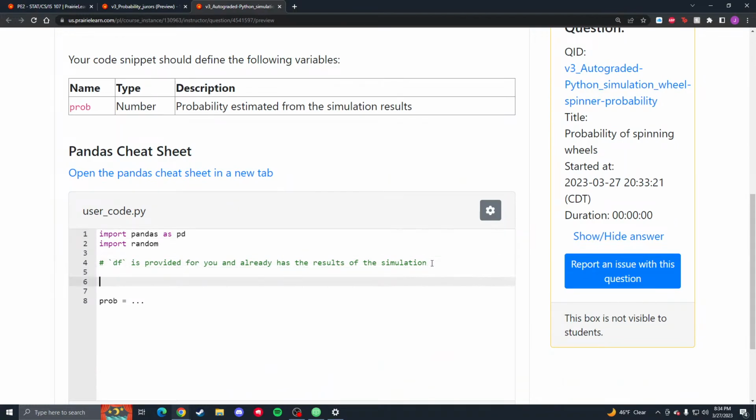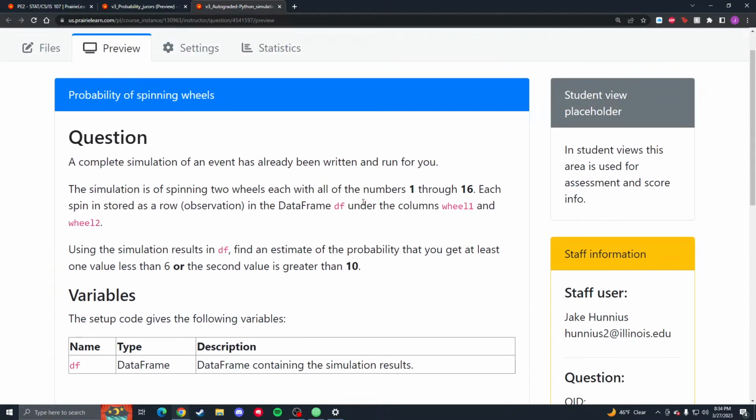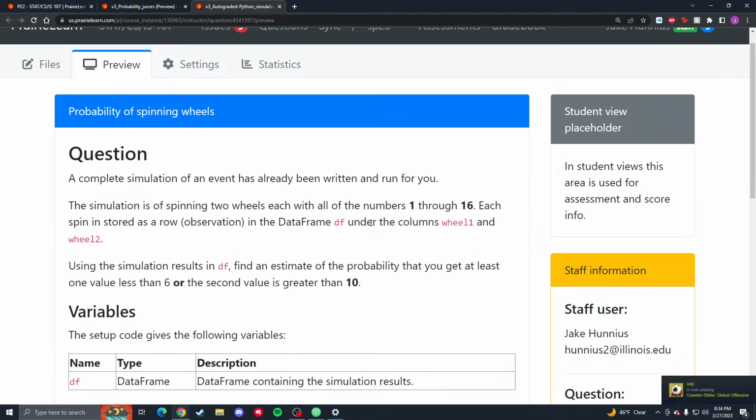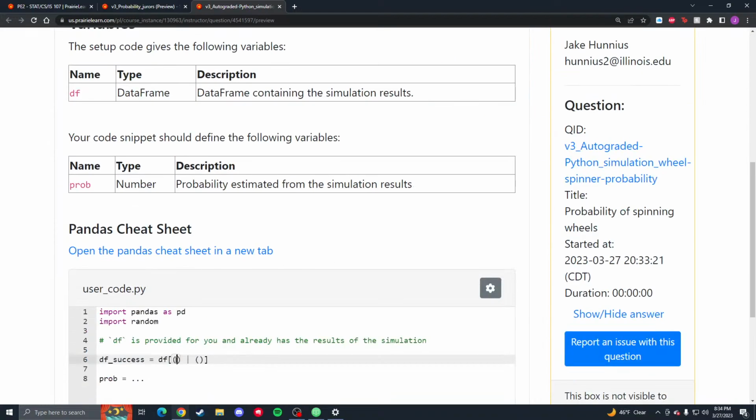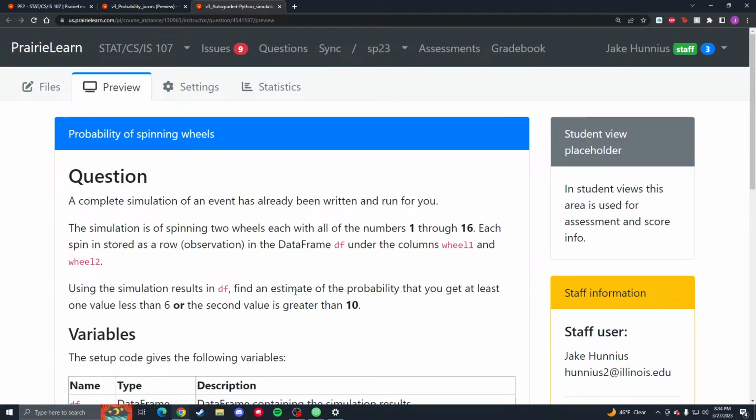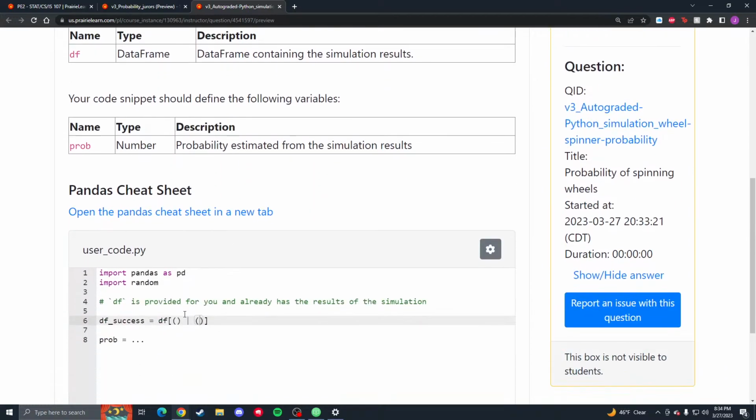So first, let's create our DF success. And our DF of success is defined when we get one value less than 6, or the second value is greater than 10. So we'll start with subsetting our data frame. We know that it's going to be X or Y, right? So let's start by figuring out what our X is. Our X is you get at least one value less than 6. Let's just go ahead and get at least one value less than 6.